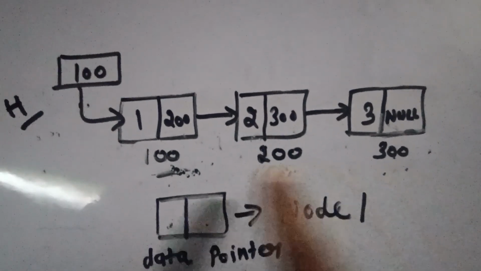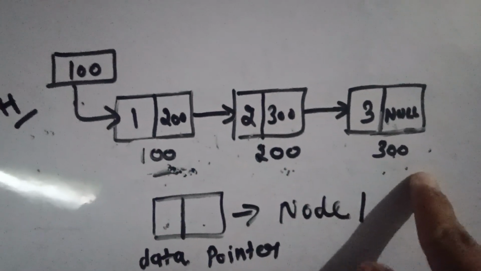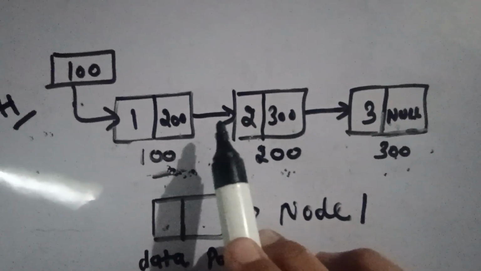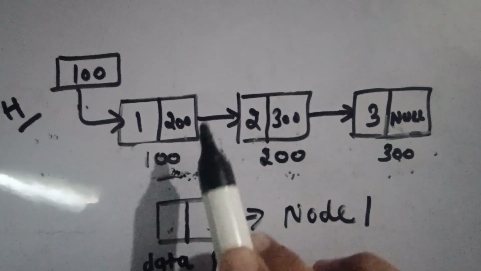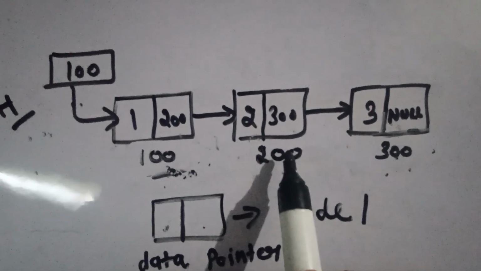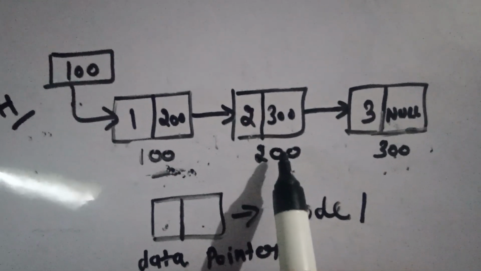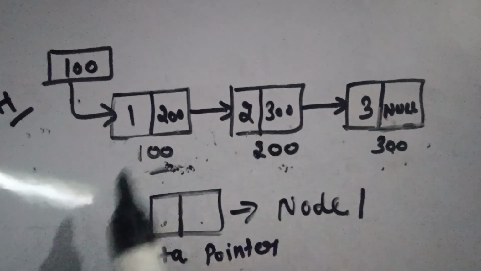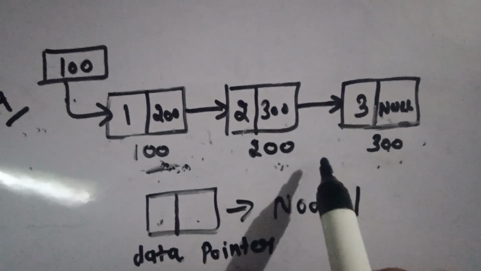Okay, you can make this diagram in the exam also, but do not forget to make these arrows, because they represent the connection between the nodes. Otherwise you will lose marks. So make sure that you use arrows in this diagram to represent the linked list.